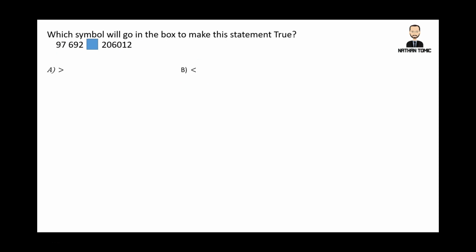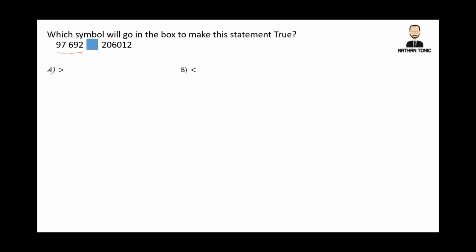And this question is asking us to place the symbol that will go in the box to make the statement true. So here we're thinking about those symbols less than, greater than, equal to, all those symbols that we saw earlier. Which symbol of the two given can we place in that box to make this true? So we have the number 97,691, something in the box, 206,012. We've got a choice between this one and this one.